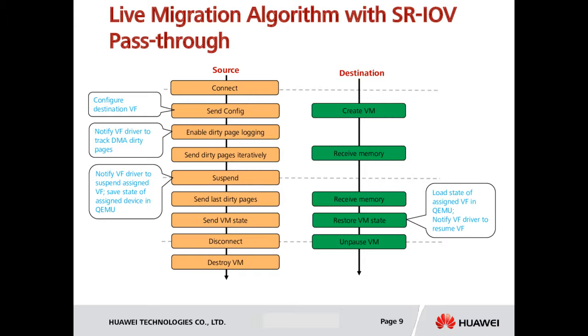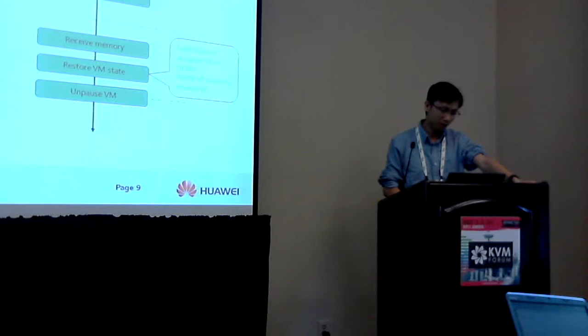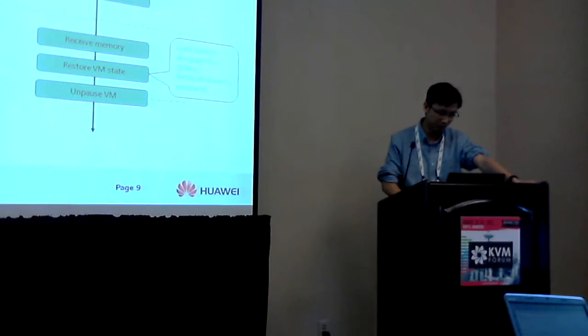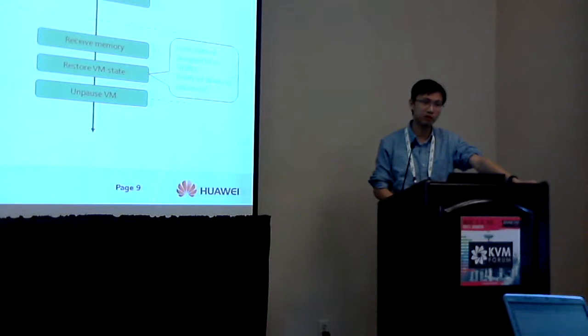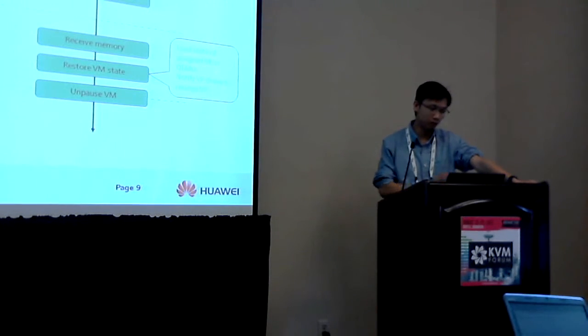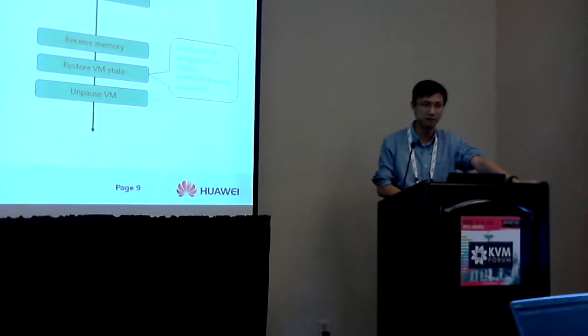For live migration with SR-IOV pass-through, it will need some changes. Here is also the overview. On the VM config side, it will need to configure the VF BDF of the destination VF, and also what is needed for dirty page logging. When the live migration starts, we will notify the VF driver to check the DMA dirty page.